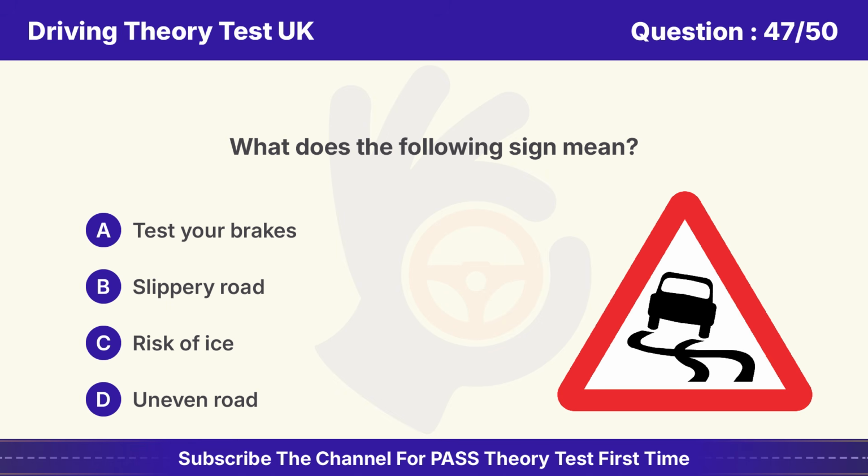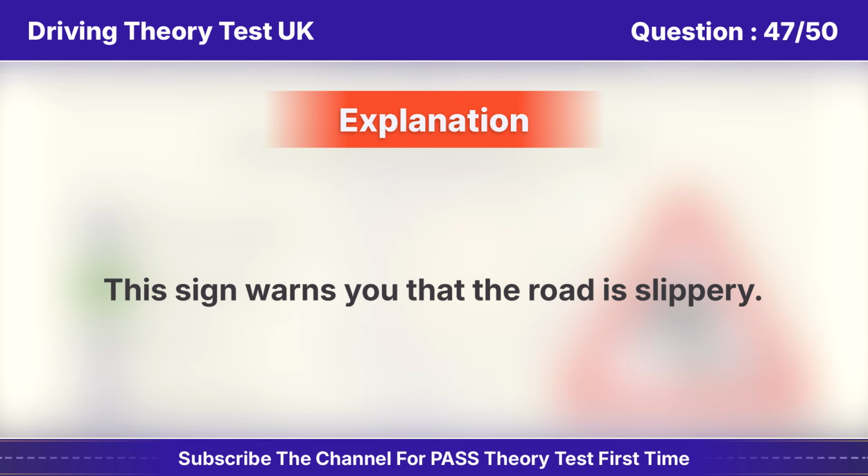Question 47. What does the following sign mean? Answer is B. Slippery road. This sign warns you that the road is slippery.